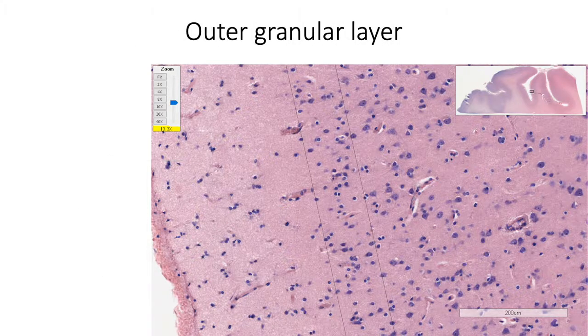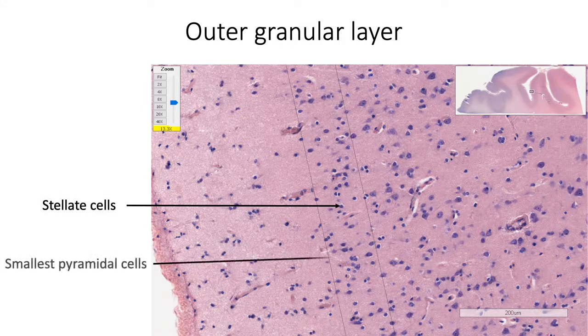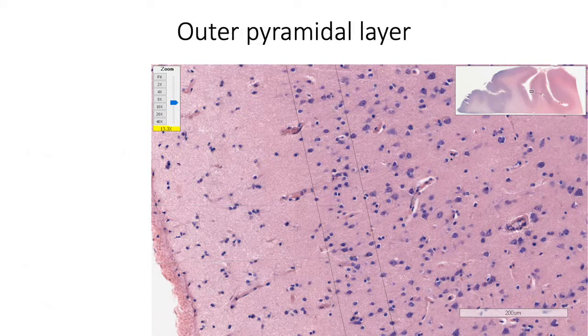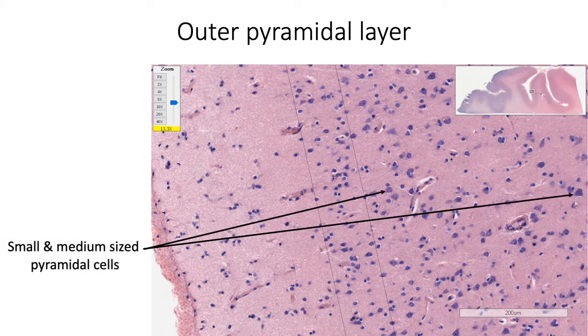The second layer is the outer granular layer. In this layer, we find stellate cells, smallest pyramidal cells, few neurogliaform cells, and nerve fibers. The third layer, or the outer pyramidal layer, consists of small and medium-sized pyramidal cells, along with a few fusiform and basket cells.